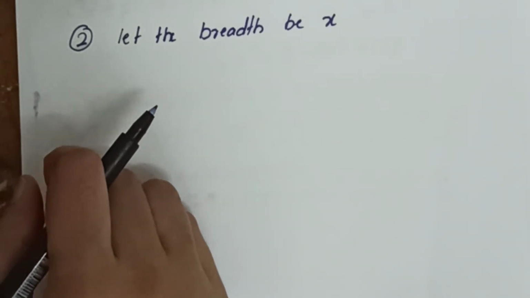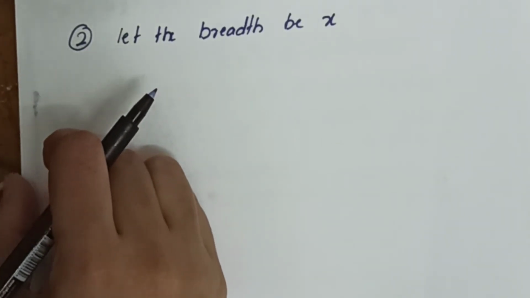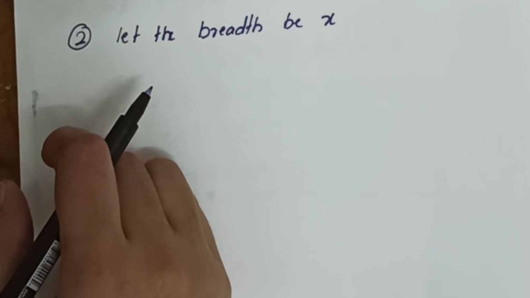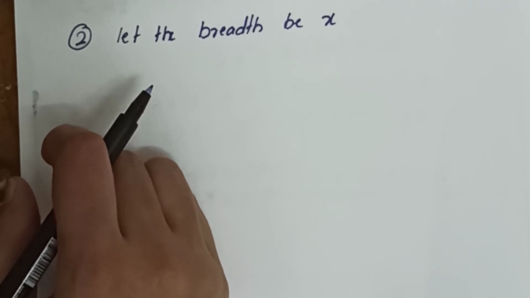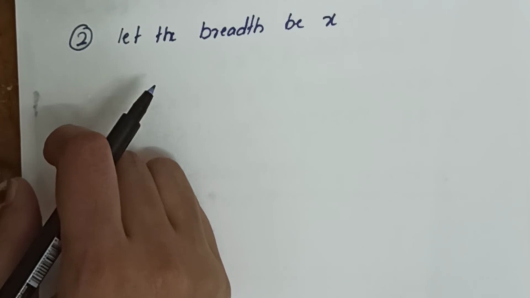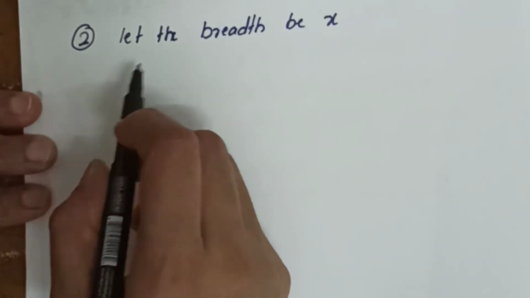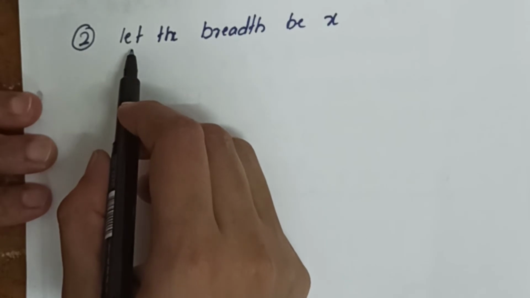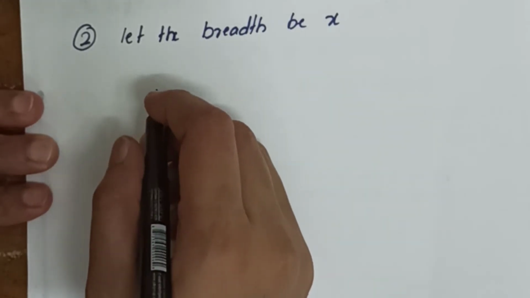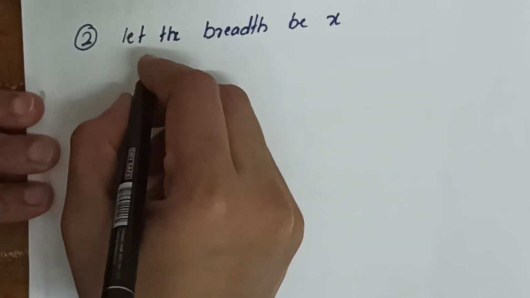Now it is given that the area of the rectangular plot is 528 meters square. It is given that the length of the plot is 1 more than twice its breadth, but we don't have any idea about the breadth. The length is given on the basis of the breadth, but we don't have any idea about the breadth. So let us consider the breadth to be x. So we will take, let the breadth be x. Now we will see what is the length.